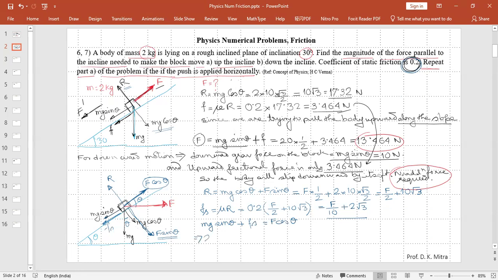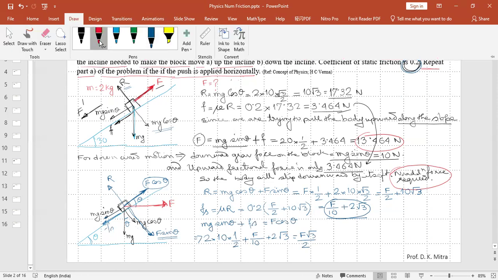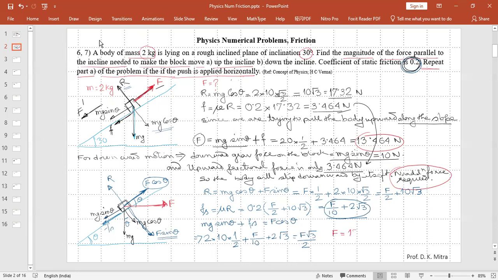From here we find m is equal to 2, g equal to 10, sine theta is half, plus Fs. Fs we have got already, Fs is this much, capital F by 10 plus 2√3. This will be equal to capital F cos theta, which is √3/2 times F. If you deduct this, I don't want to really waste time by showing you the deduction. This you can do at home. If you deduct this, you will find capital F is equal to 17.58 Newton.